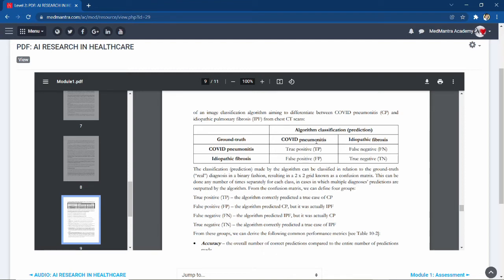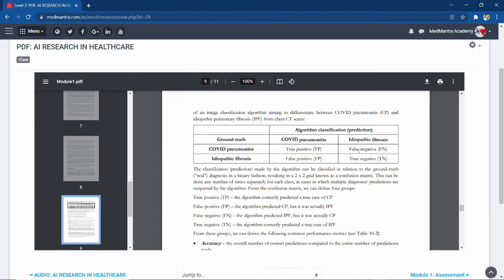Actually, we can classify the two classes arbitrarily into a positive class and a negative class. So in this case, we have arbitrarily classified COVID pneumonitis as a positive class and idiopathic fibrosis as a negative class. So that is why this is true positive, positive, positive, and this is negative, negative. So this is true negative.